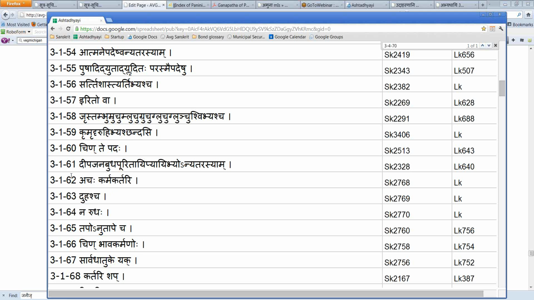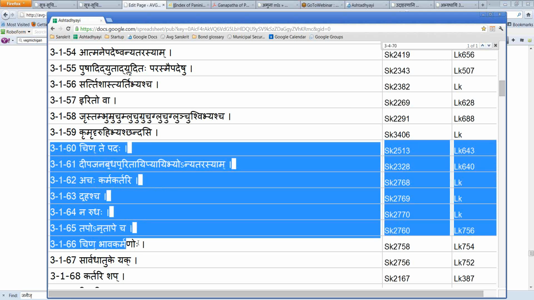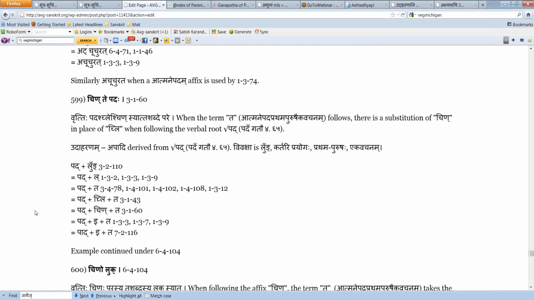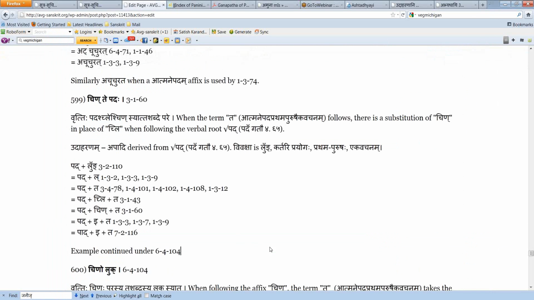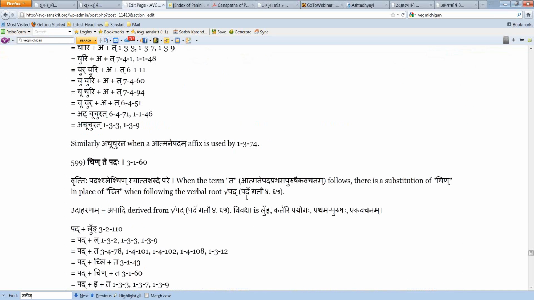So this entire section of chin is only referring to when the ta affix follows, which is atmanepada prathama purusha ekavachanam. So chin te padaha says padeshu klesh chin syat ta shabde pare. So this applies to only a single dhatu, this dhatu pada gatau. When the term ta, which is the atmanepada prathama purusha ekavachanam, follows, the substitution of chin in place of chili, when it follows the verbal root pada gatau.